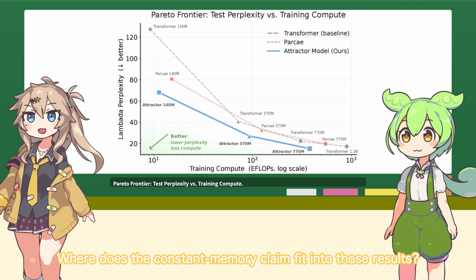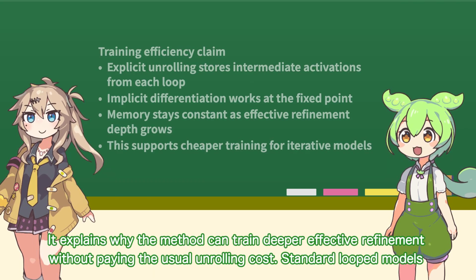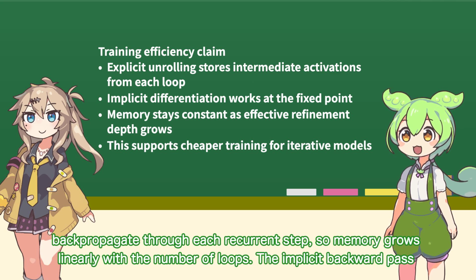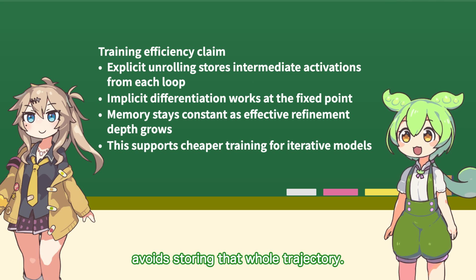Where does the constant memory claim fit into those results? It explains why the method can train deeper effective refinement without paying the usual unrolling cost. Standard looped models backpropagate through each recurrent step, so memory grows linearly with the number of loops. The implicit backward pass avoids storing that whole trajectory.